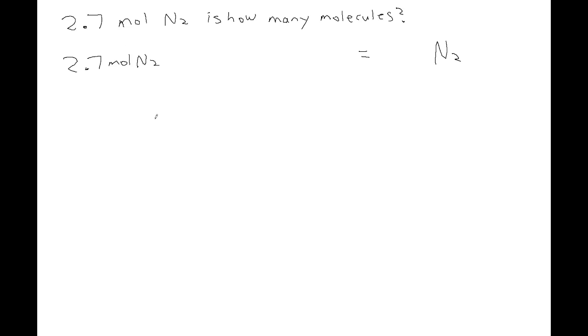Okay, so 2.7 moles of N2 times 6.02 times 10 to the 23rd N2 divided by 1 mole of N2, which would be, let's see, 2.7 times... I got 1.6 times 10 to the 24th.